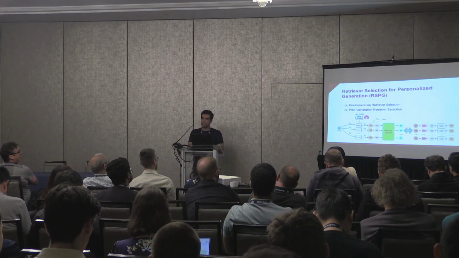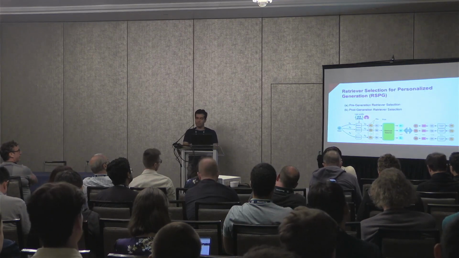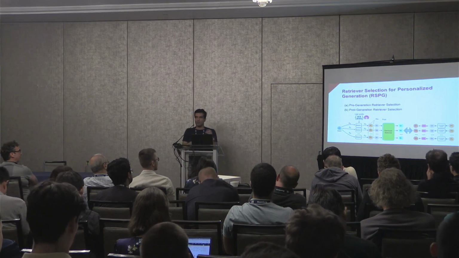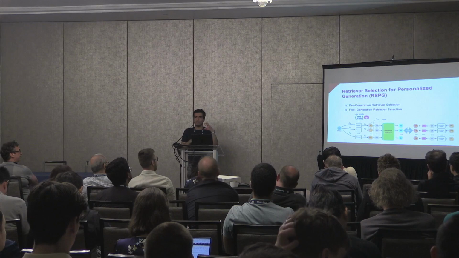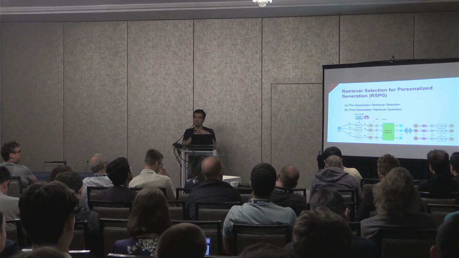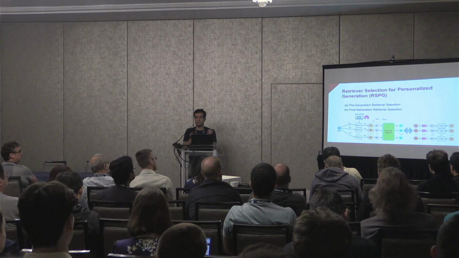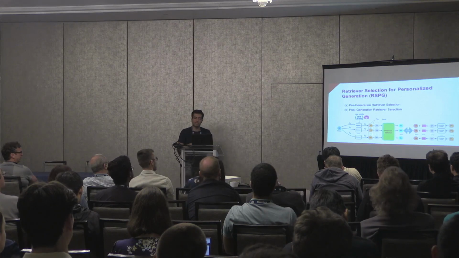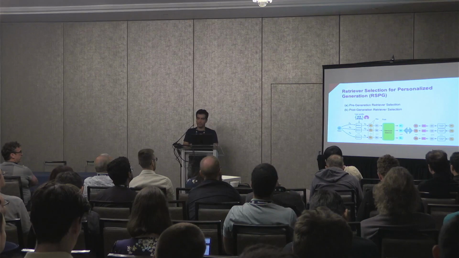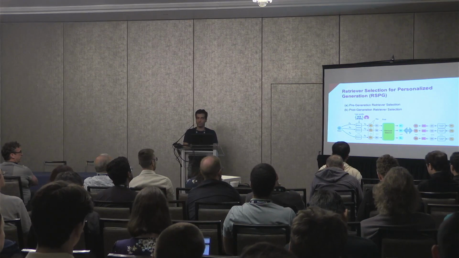To do this, we introduce retrieval selection for personalized generation, or RSPG. What does this do? It gets one retrieval model and generates one score for it, and then we select the retrieval model with the highest score as the one that should be used. But we can do this in two different ways. One of them is pre-generation retrieval selection, and the other one is post-generation retrieval selection.